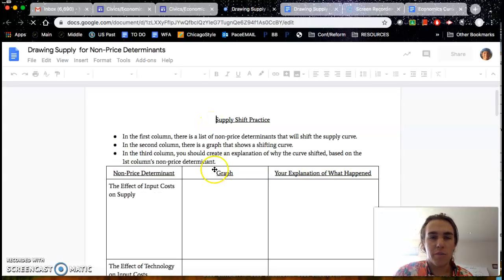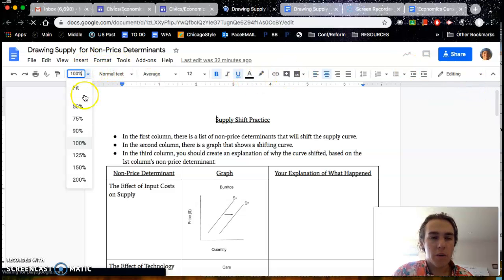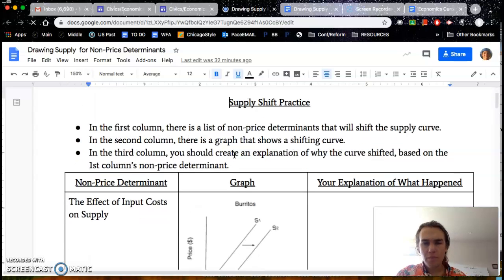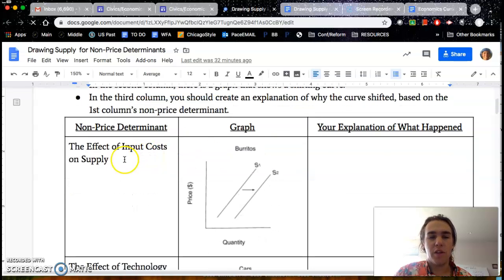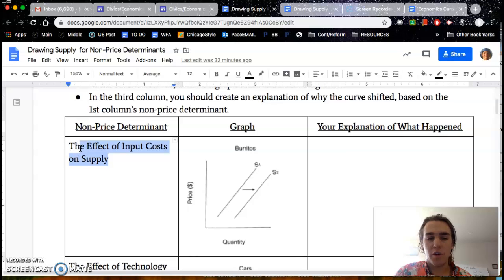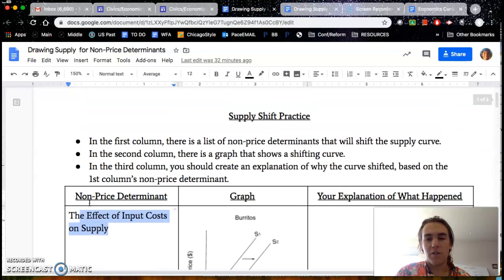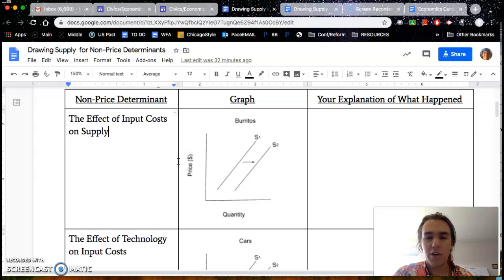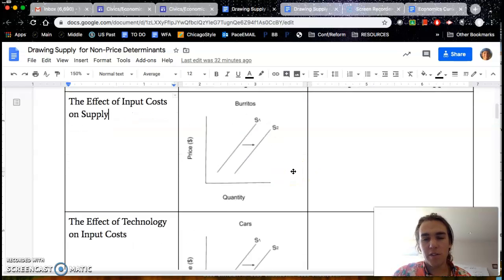This is what you need to have done by midnight on April 3rd. Basically, we have all of those non-price determinants. So in the first column, there's a non-price determinant that will shift the curve. These are things like effect of input costs, effect of technology on input costs, subsidies, taxes, etc. That's the list of things that can cause a supply curve to shift left or right. In the second column, I've already given you graphs, and these graphs have a particular good or service at the top, and they shift either to the right or to the left.